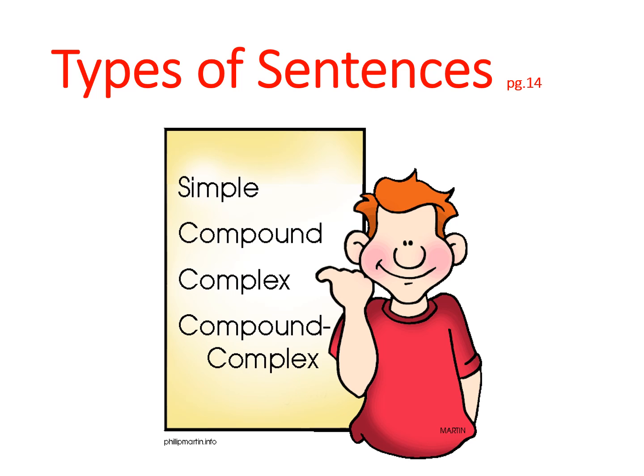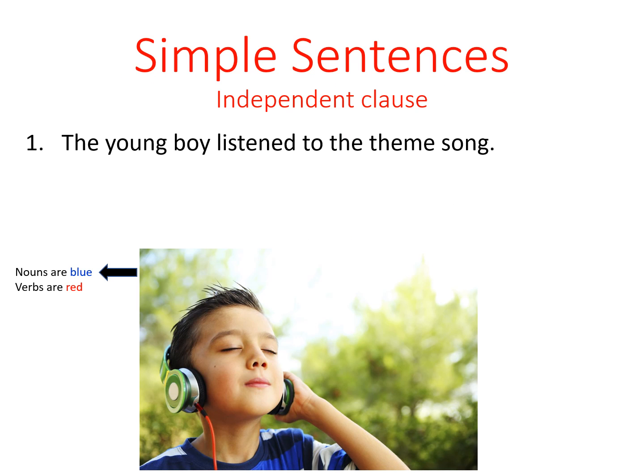There's actually 4 different types of sentence structures. There's simple, compound, complex, and a compound complex sentence. We'll go through each of these in a little bit of detail so you have a good understanding of what each of these types of sentences are. The first type of sentence we're going to look at is a simple sentence. Basically, a simple sentence is an independent clause.